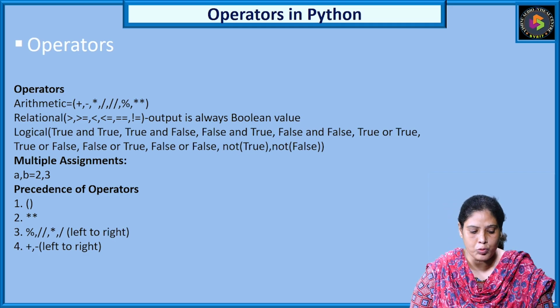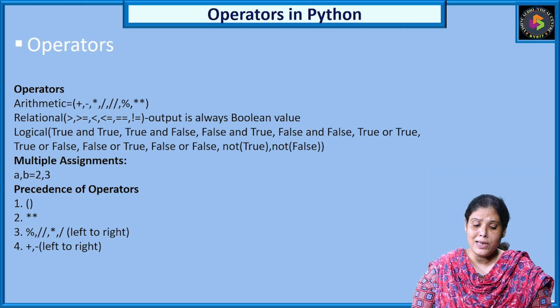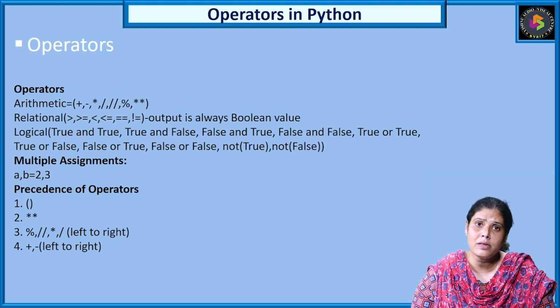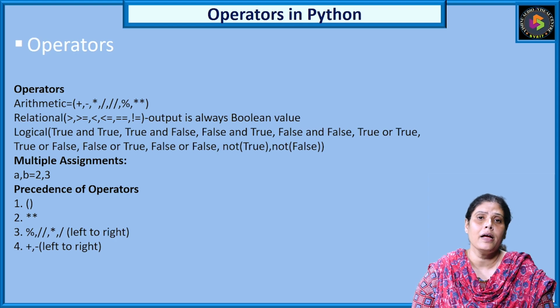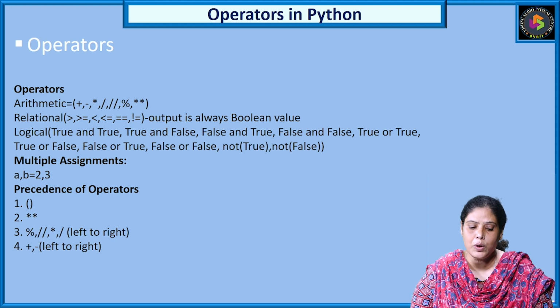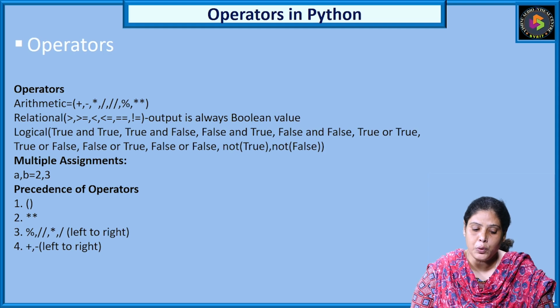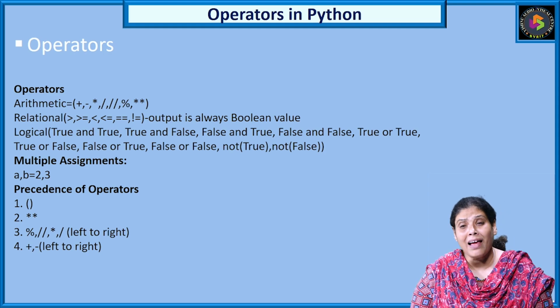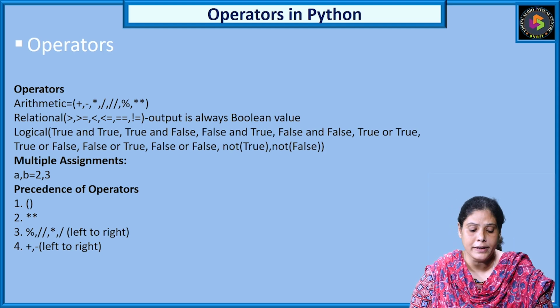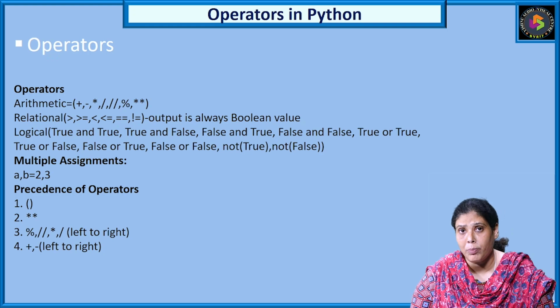Then we have the relational operators, which we also had in C: greater than, lesser than, greater than or equal to, lesser than or equal to, and not equal to. This output is always a Boolean type. Then we have the logical operators.